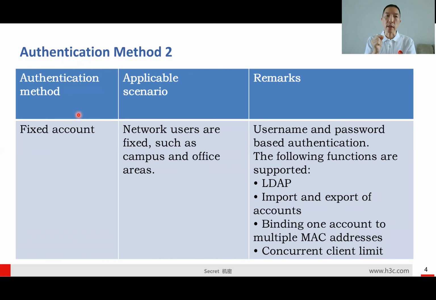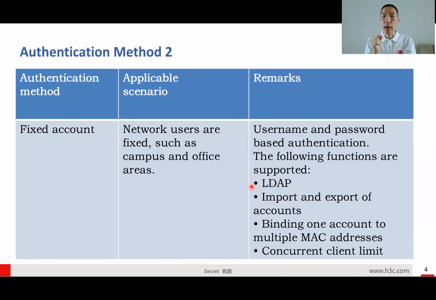The second method is fixed account. Normally in a campus network, like a university, a school, or an office campus, you want to know who is using it. So you are going to generate some usernames and passwords so that all users who want to use the Wi-Fi must log in.